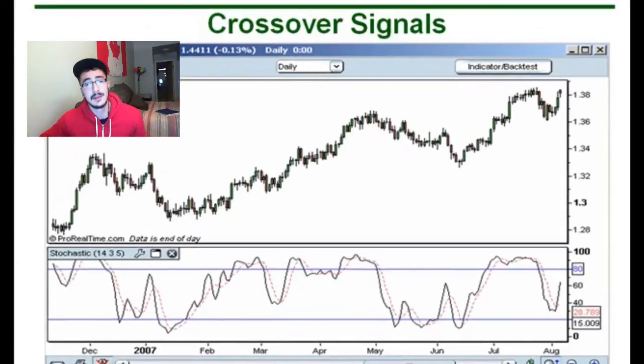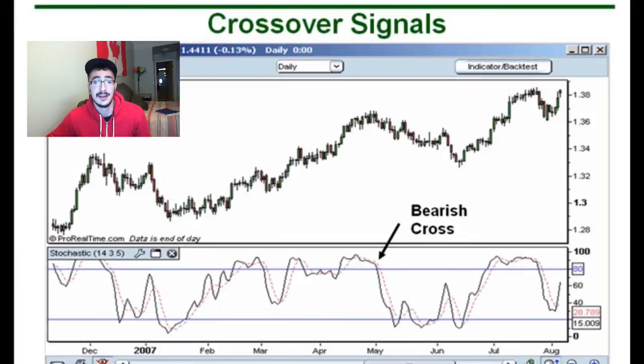A second way this can be traded is with crossover signals. The percent K line is the fast line, and the percent D line is the slower line. So when the percent K line crosses above the percent D line, this is an indication that it may be a good place to buy. And when the percent K line falls below the percent D line, it's an indication that it could be a good place to sell.